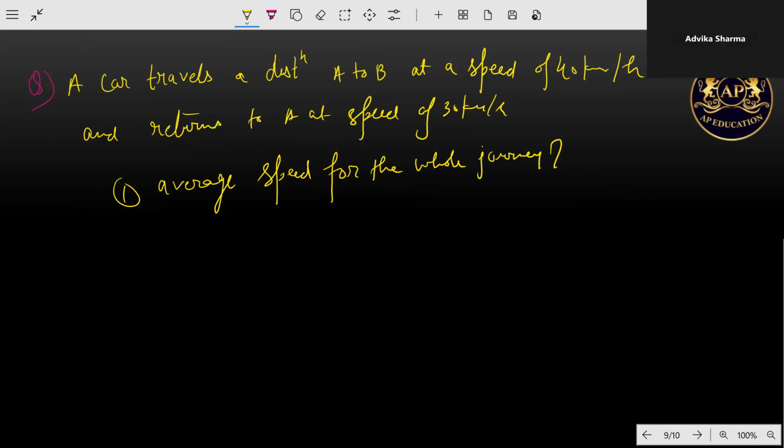35 kilometers per hour? Is that the answer? It'll get disconnected in 1 minute.